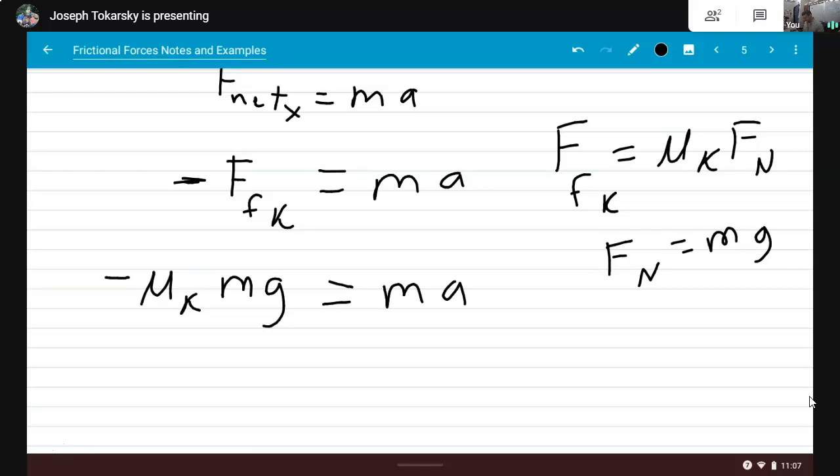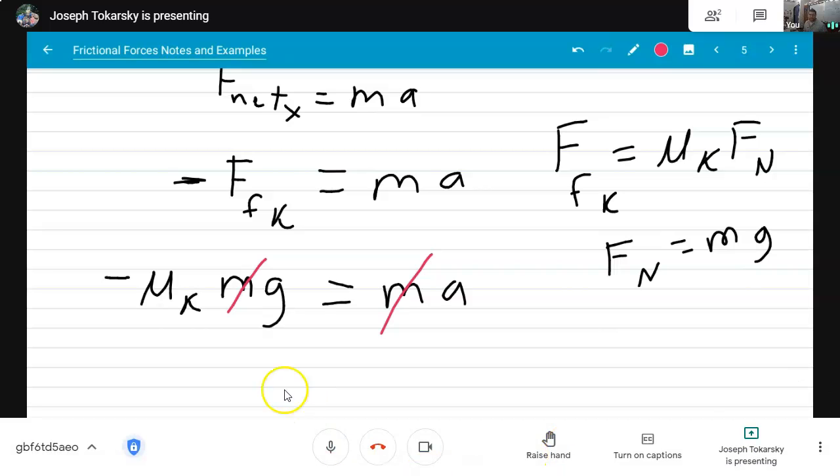And notice in a problem just like this, and only just like this, mass could cancel out. So you are going to run into some problems like this that don't give you mass. Don't panic and think you can't solve it. If it is a problem where you let go and the object slides on its own, mass cancels out. Then we could solve for any missing piece, μk or a, even if we don't have mass.